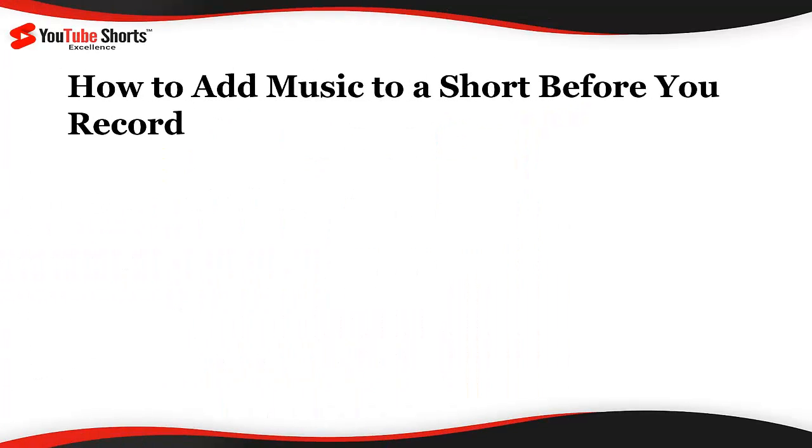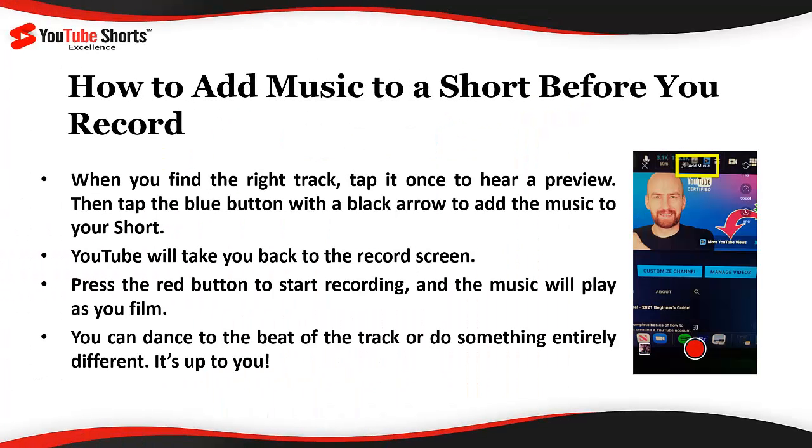When you find the right track, tap it once to hear a preview. Then tap the blue button with a black arrow to add the music to your short. YouTube will take you back to the record screen. Press the red button to start recording and the music will play as you film.